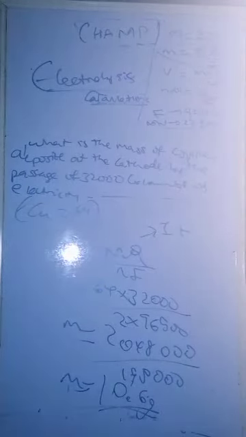So yes, for the upper part we have 2,048,000. For the lower part you have 193,000. So my mass will give me what? My mass is going to give me 10.6 grams. So yes, that's just for that. Let me give you another one to try now. Let's take another question now. I will just write it, then you try it first, then we solve it together.